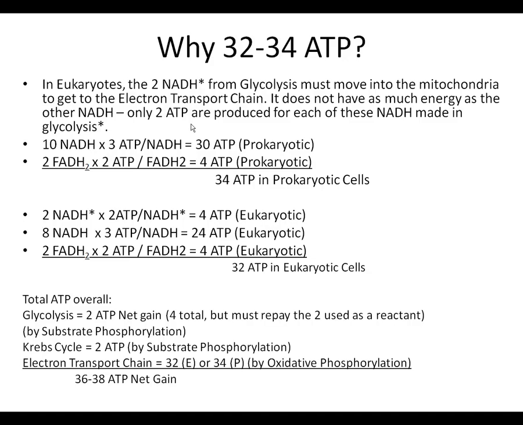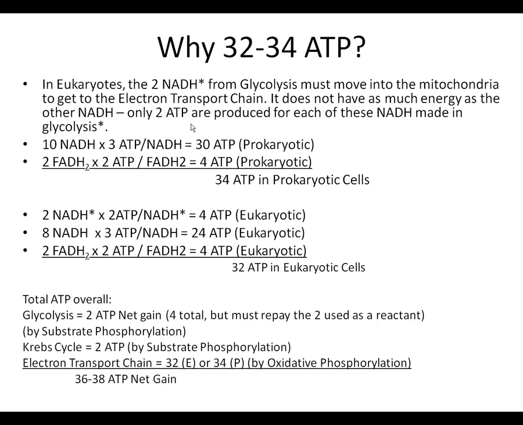Why the difference between 32 and 34 ATP for eukaryotic versus prokaryotic? In the eukaryotic cell, the 2 NADH from glycolysis have to move into the mitochondria to get to the electron transport chain. Glycolysis takes place in the cytoplasm. These do not have as much energy as the other NADH, so only 2 ATP are produced from the 2 molecules of NADH from glycolysis.